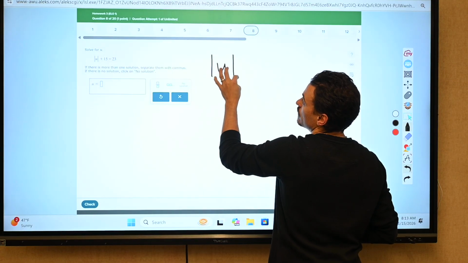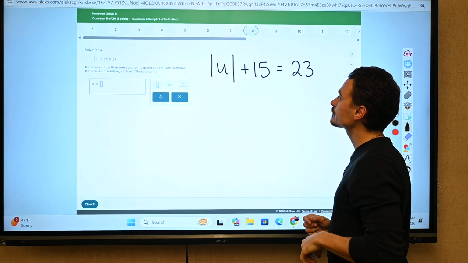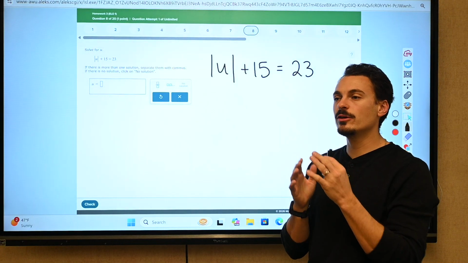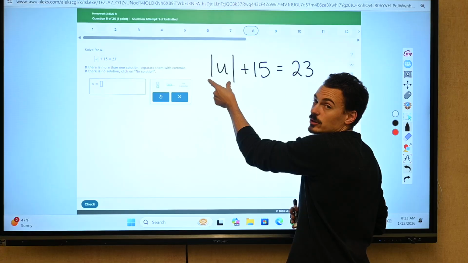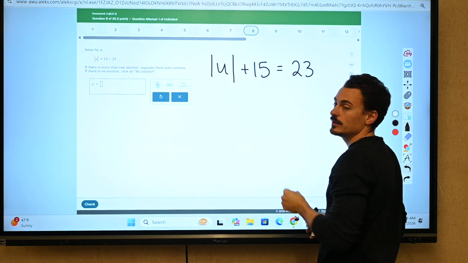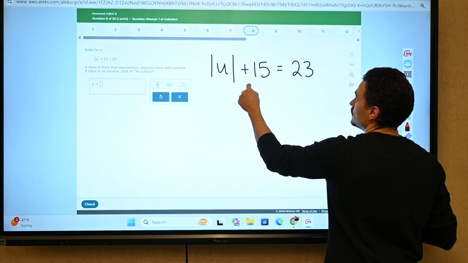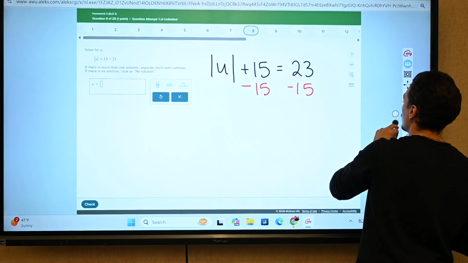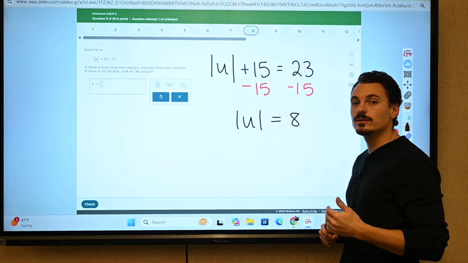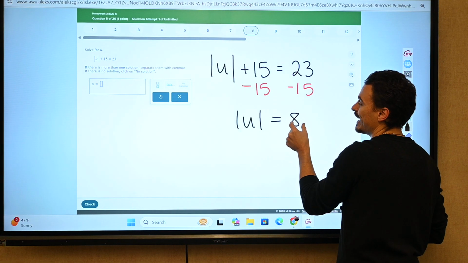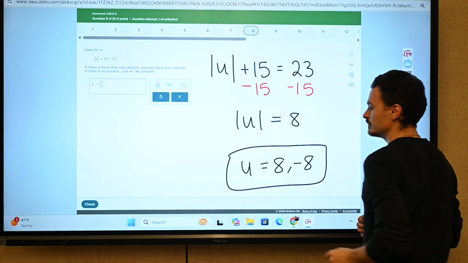Let's talk about number 8. Absolute value of u plus 15 is equal to 23. We have to figure out what number is the absolute value term. So we have the absolute value term plus 15 is equal to 23. So we're adding 15 to the absolute value to get 23. The way that we solve for that is you go minus 15. And we find out that the absolute value of u is equal to 8. That means our distance from 0 for the absolute value term is 8, which means u could equal 8 or negative 8.